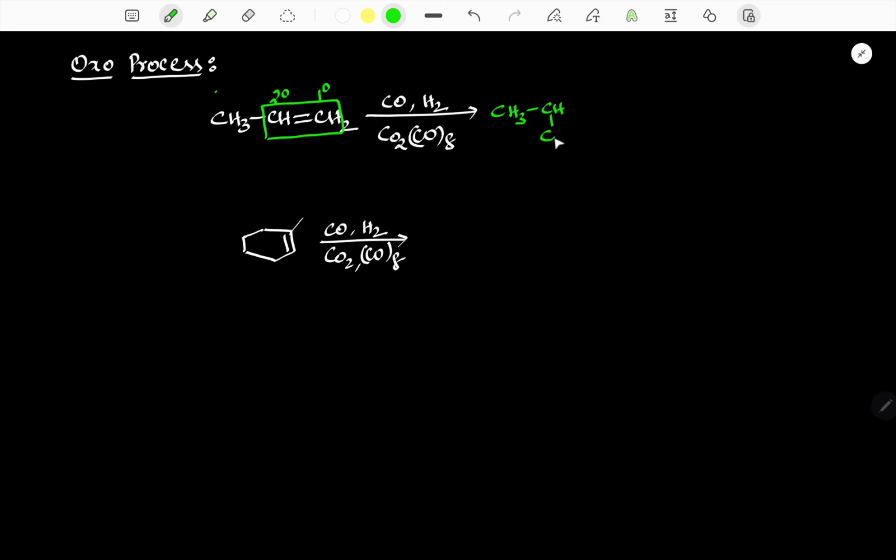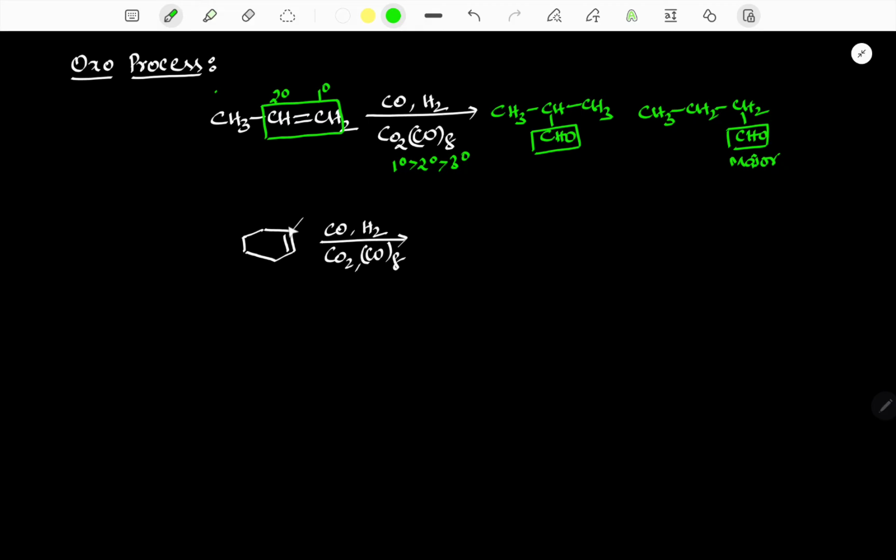In this case, what we have to write: at the secondary carbon add CHO, and at the primary carbon add CHO. We have to add an extra carbon. So we are getting two products here. Among these two, we have to follow this order: primary, secondary, tertiary. In the oxo process, we follow primary, secondary, tertiary. Therefore, it is the major product.